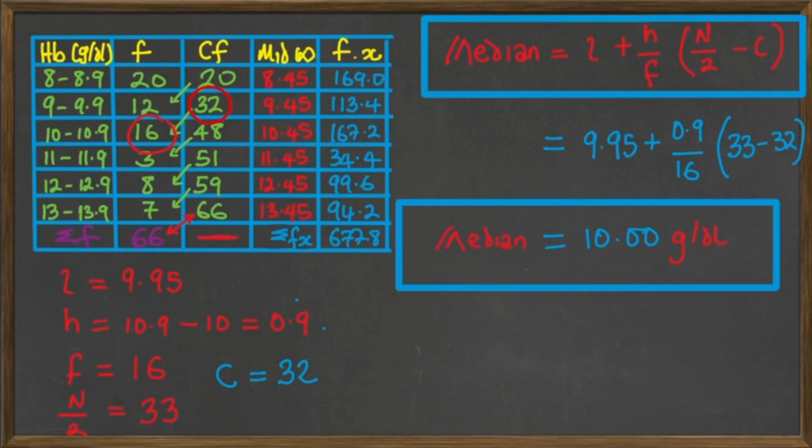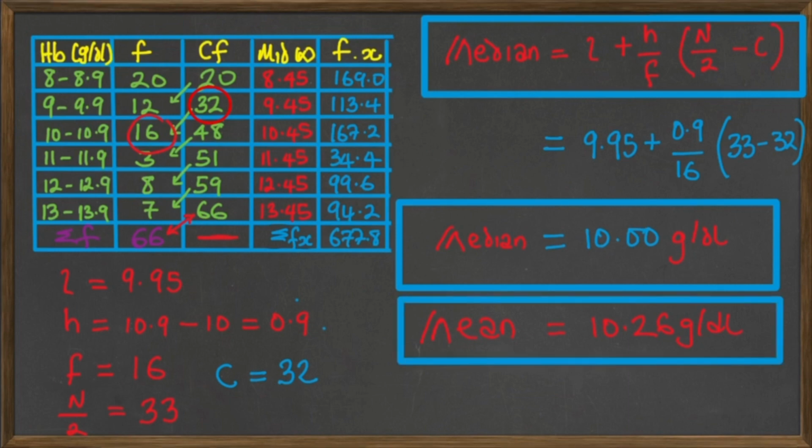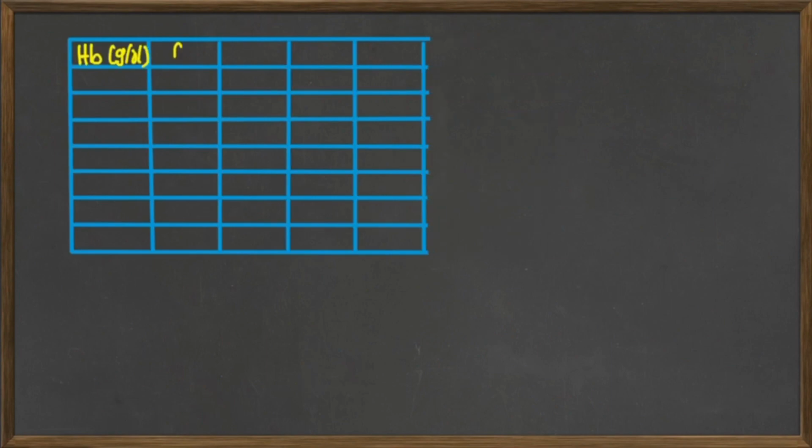Whoa, that's quite close to our mean. Remember, our mean is 10.26. All right, awesome. We're arriving at something here. The last thing we need to find out is the mode, just to complete the measures of central tendency, right? All right, let's do this.